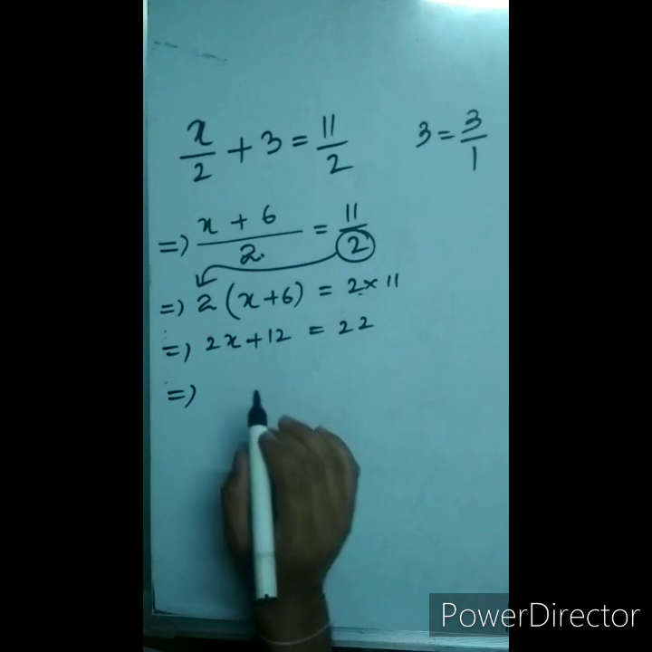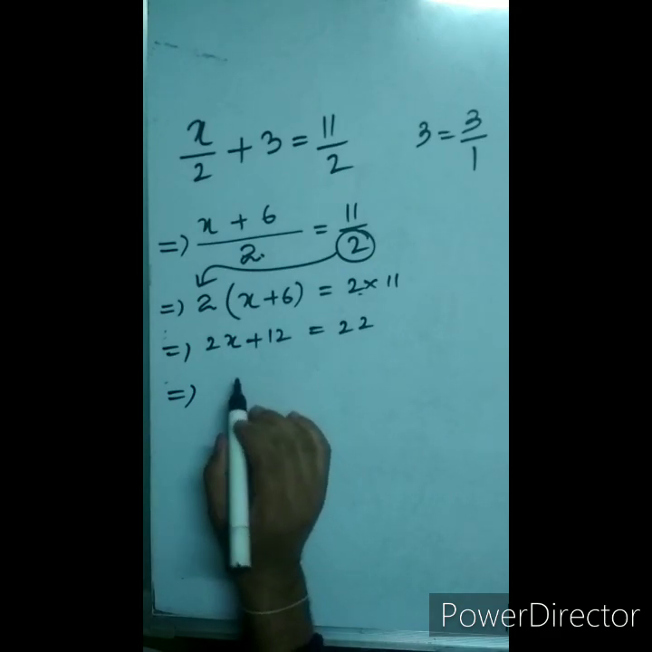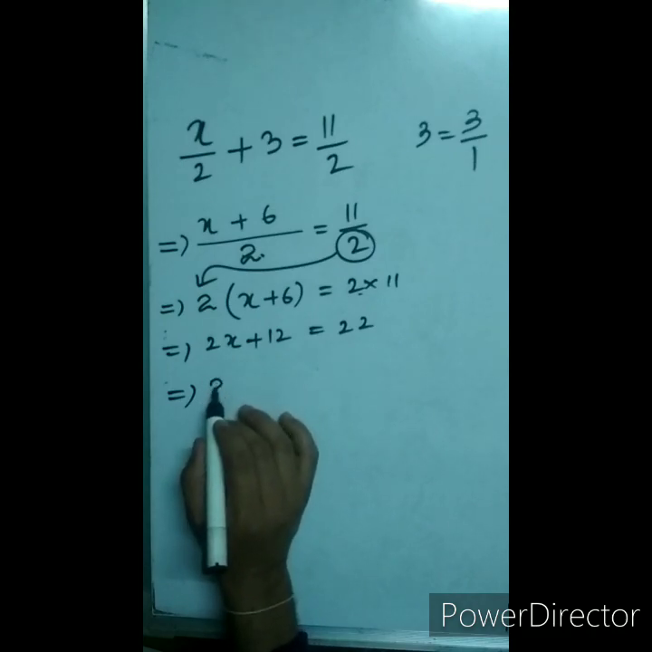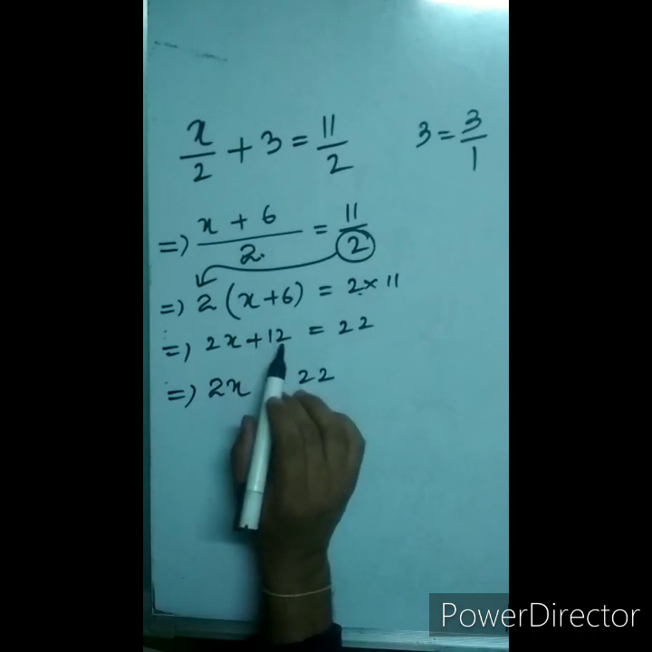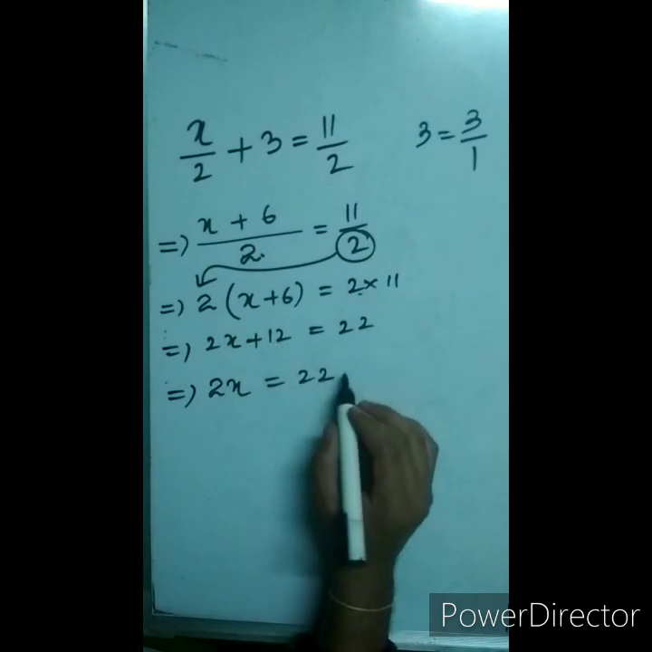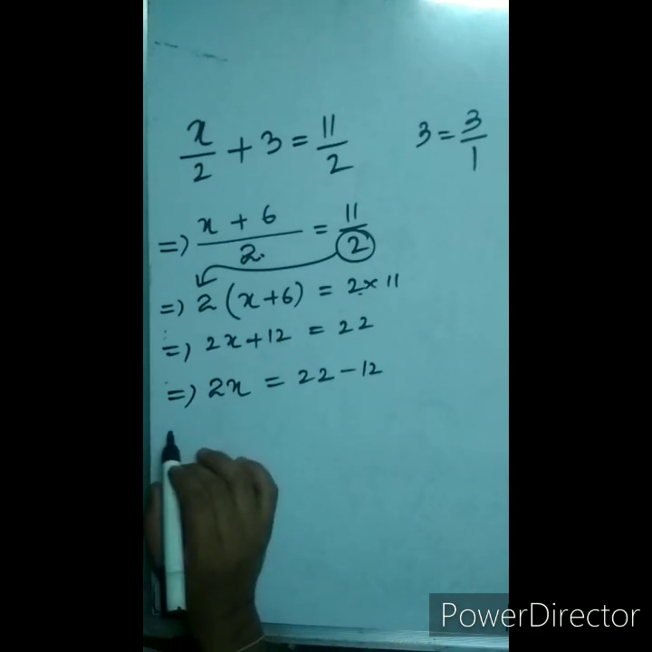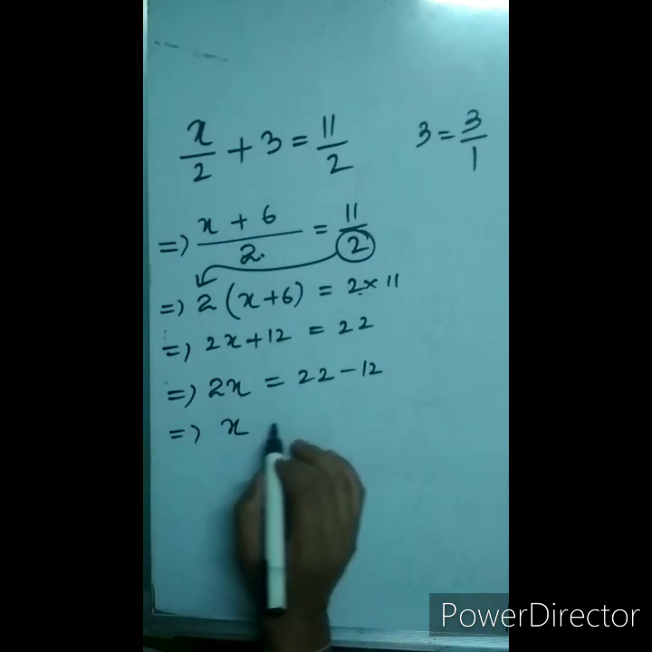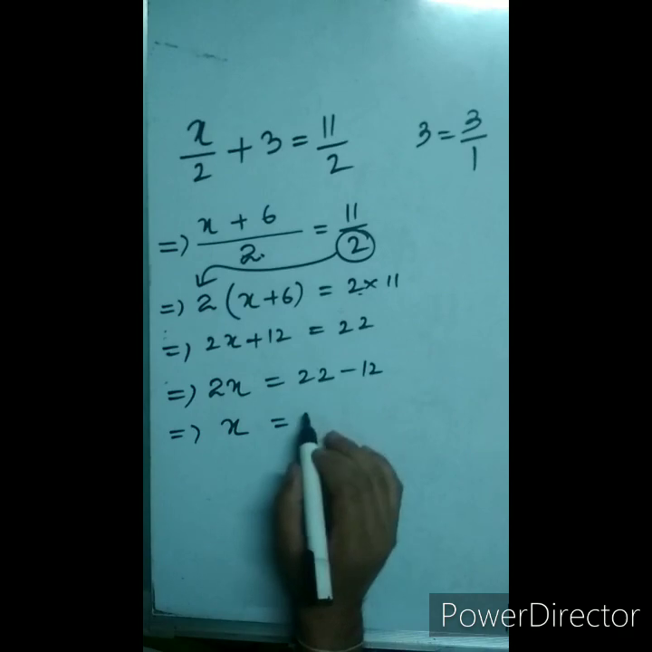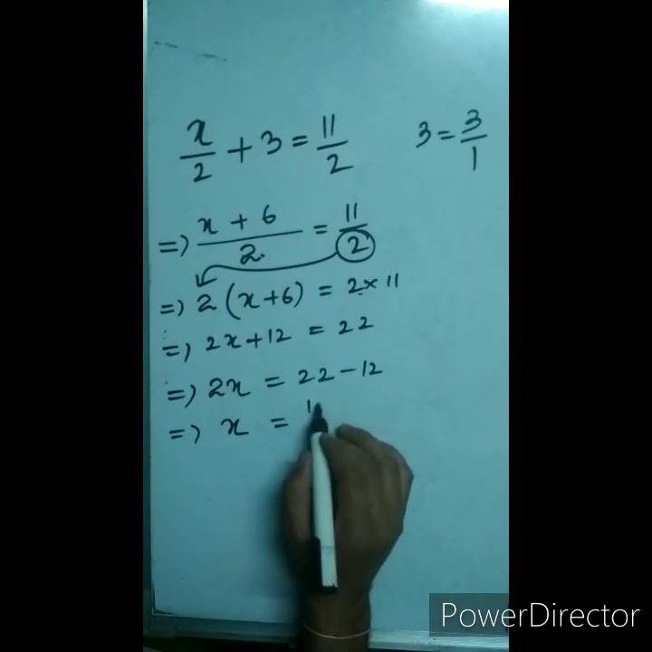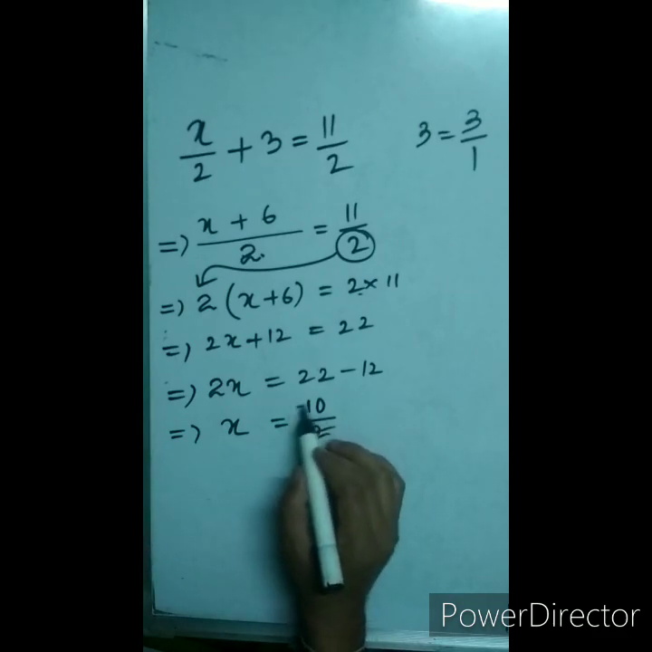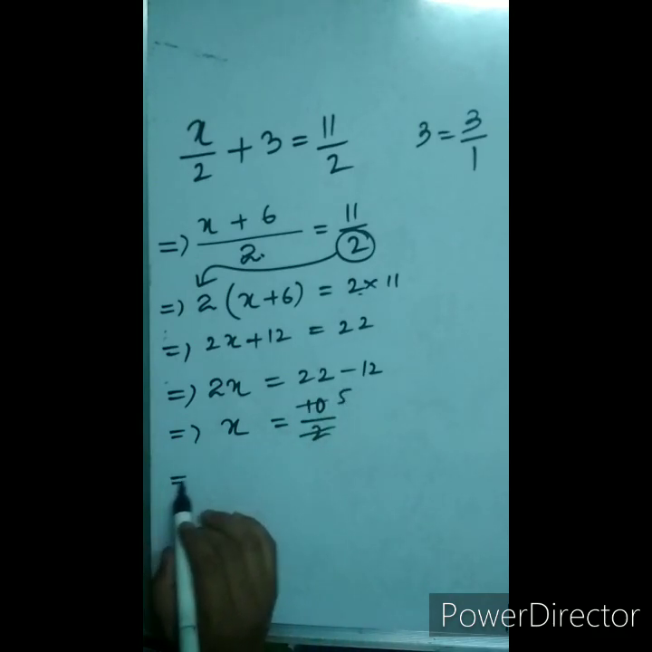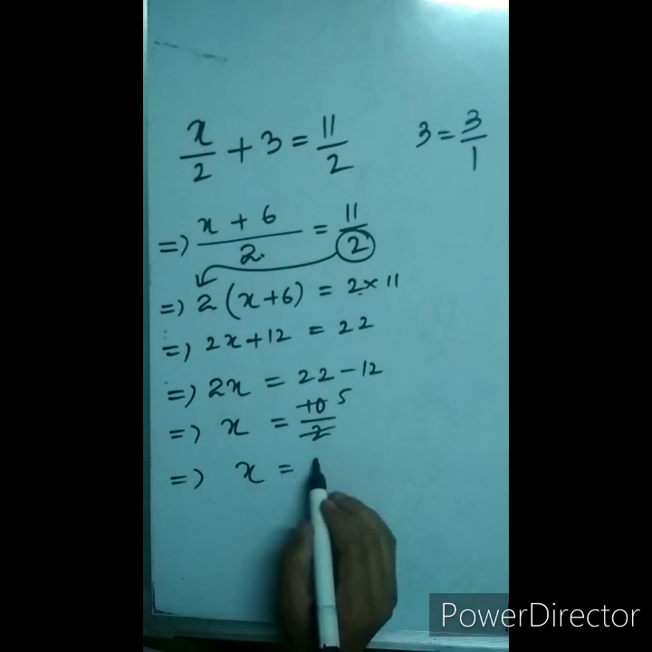So now I want to find the value of x. That's why let us keep the term having x alone. So I'll keep this 2x here, then here 22. Positive 12 goes to the other side, it becomes negative 12. Then here 22 minus 12 will get here how much? 10. And now this 2 will come down here. 2 into 5, 10. So the value of x will be 5.